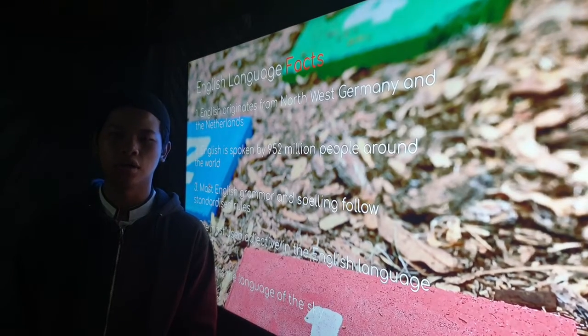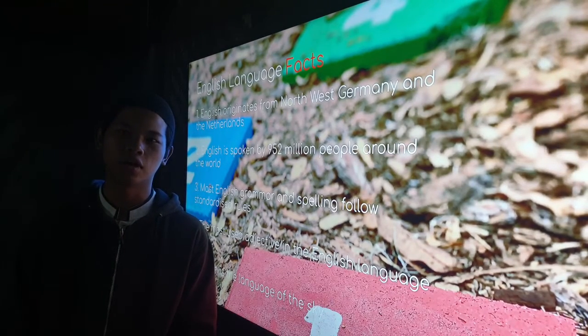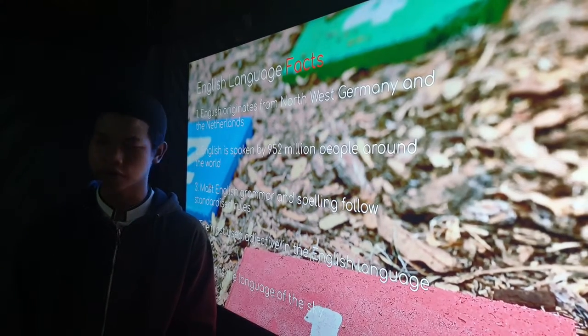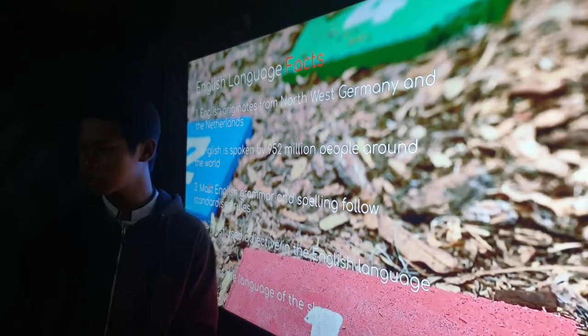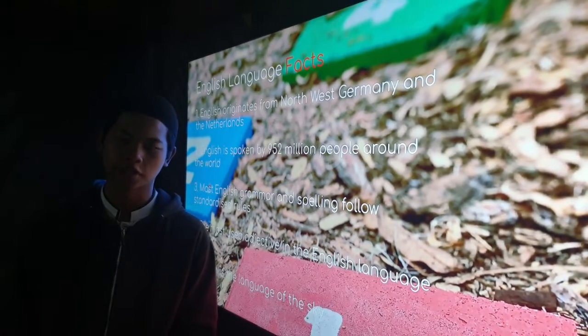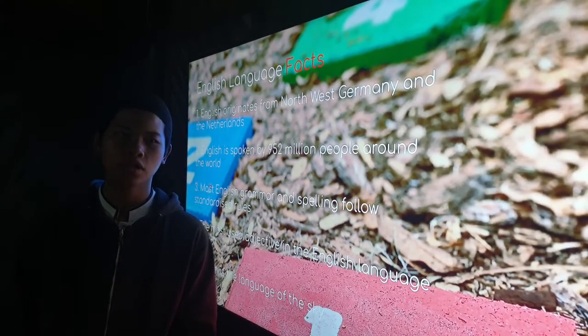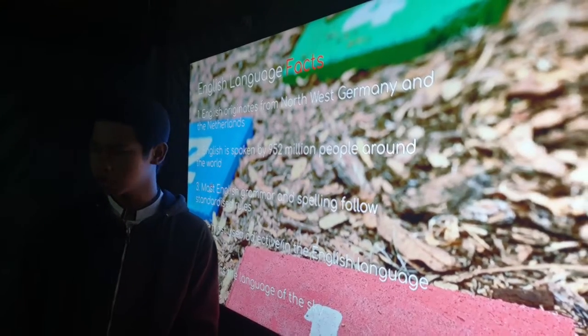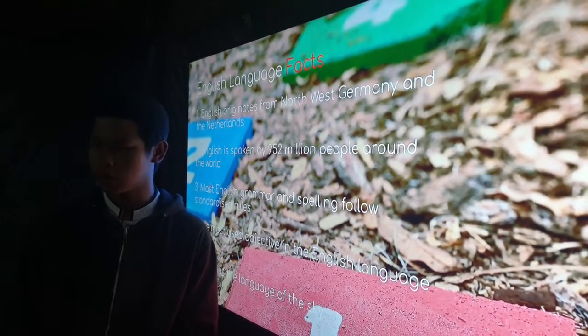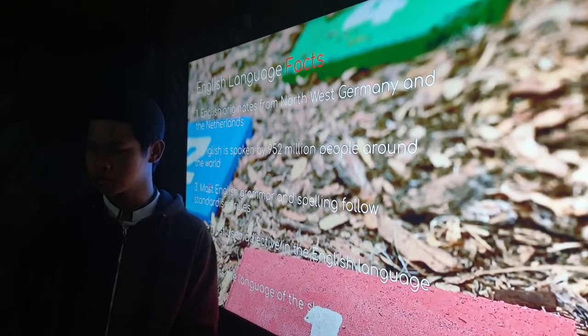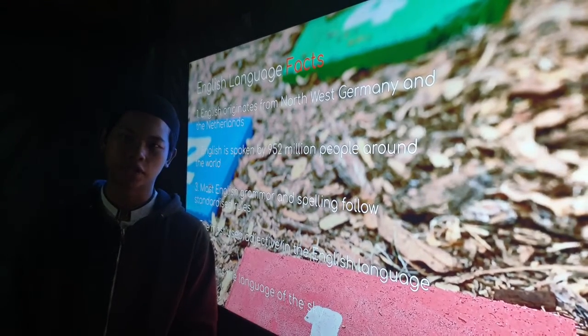English language facts. The English language has facts too, and in this slide I will tell you eight English facts. One, English originates from Northwest Germany and the Netherlands. Second, English is spoken by up to 1 billion people in the world. Third, most English grammar and spelling follow standardized rules. Fourth, the most used adjective in the English language is good. And five, English is the language of the sky.